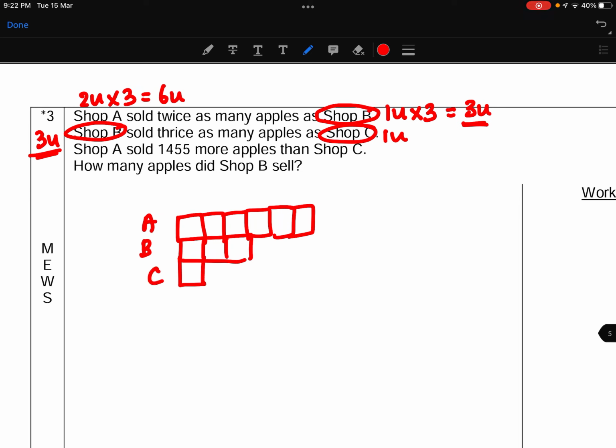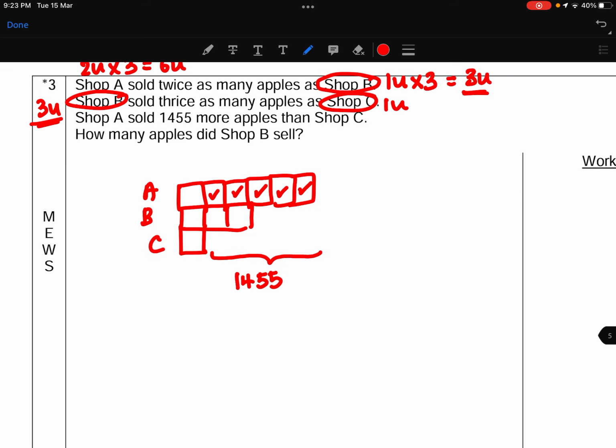Okay, now every time we always draw by the side to indicate the total number, but this question is very different. They are saying that the 1455 belongs to shop A and C, the difference between shop A and C. Now the difference between shop A and C will be over here, and I'm going to put a tick. This 1455 refers to the number of boxes being ticked. Alright, it refers to the difference. Alright, and the question wants you to find B.